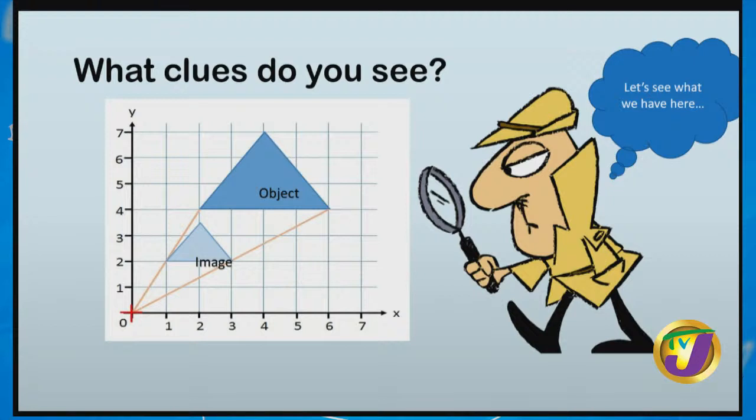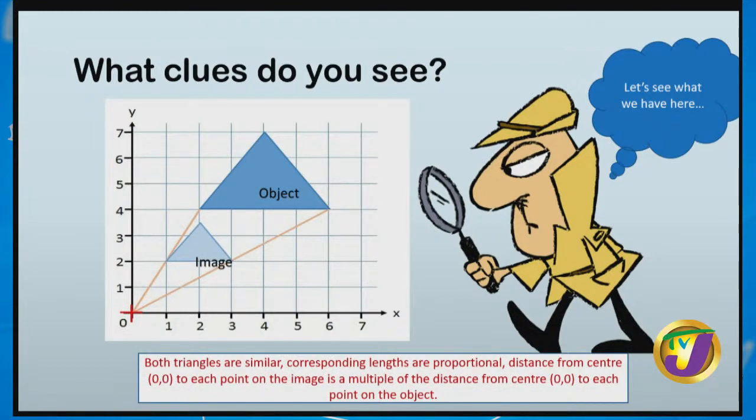I'm seeing here that with the object, we started off big and now we're getting smaller, while in the previous one, the object was smaller and then we had a bigger image. Let's summarize again. Both triangles are similar and corresponding lengths are proportional. The distance from the center 0, 0 to each point on the image is a multiple of the distance from the center. We'll talk about more of that as we go further into the lesson.